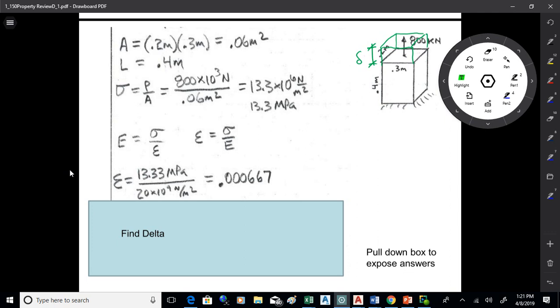When you pull up on it, it's going to get a little longer, and that's what we're finding, is what delta is. See, all we got to know to find delta is the shape of the object and the modulus. Then we can work our way and figure out how much it'll lengthen by. Okay.